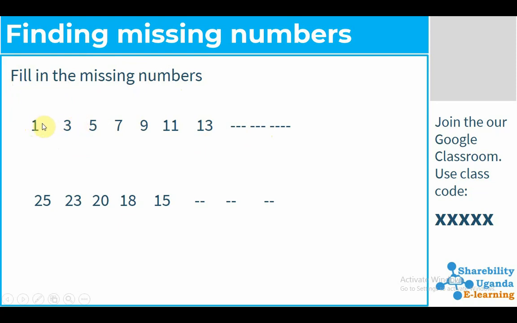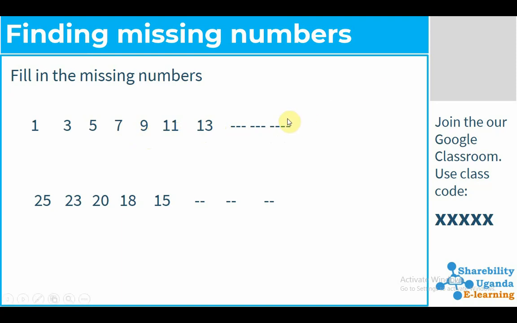We have a 1, we have a 3, we have a 5, we have 7, we have a 9, we have 11, we have a 13. So they want us to find this missing number. Three of them. There is a missing number here, there is a missing number here, there is a missing number here. So we need to find out how we can get these numbers which are missing.